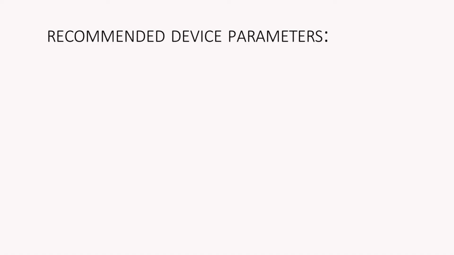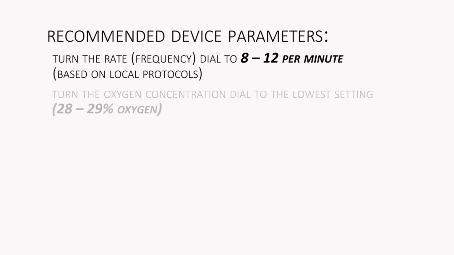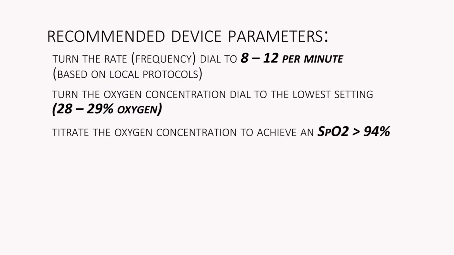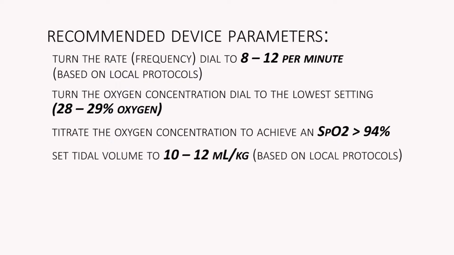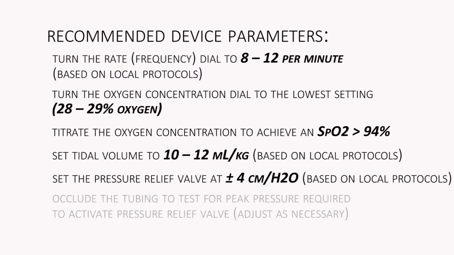We'll then set the device parameters according to our local protocols and our manufacturer's recommendations. Recommended device parameters are: turn the rate dial to 8 to 12 per minute. Turn the oxygen concentration dial to the lowest setting, between 28 and 29% oxygen. Titrate oxygen concentration to achieve an SpO2 greater than 94%. Set tidal volume to 10 to 12 milliliters per kilogram. Set pressure relief valve at plus or minus 4 centimeters of H2O. Occlude tubing to test for peak pressure required to activate pressure relief valve and adjust as necessary.